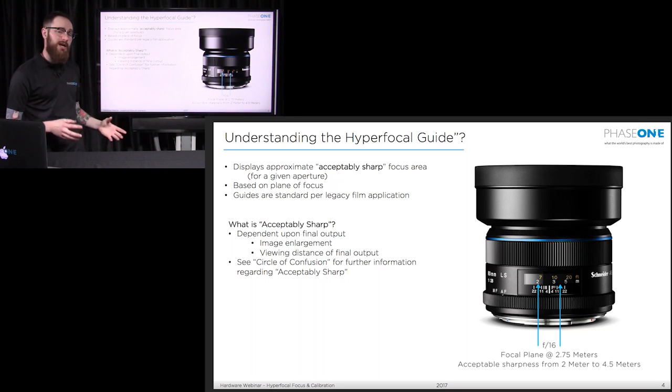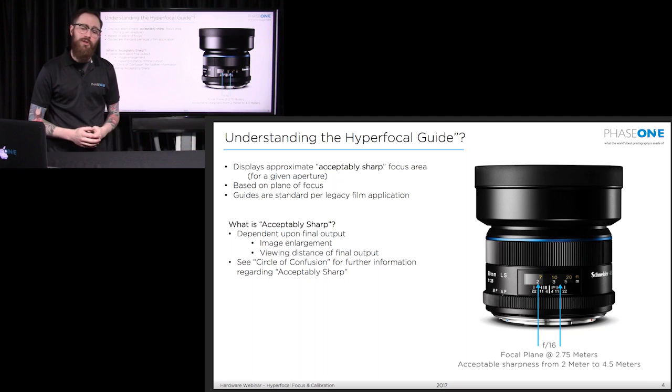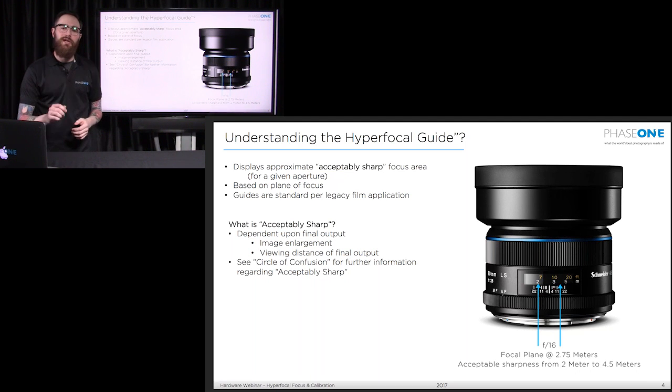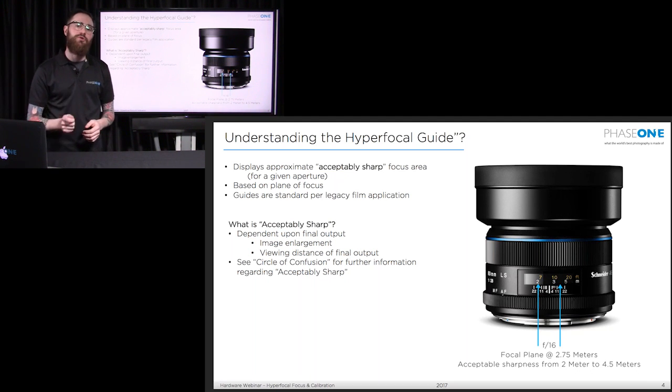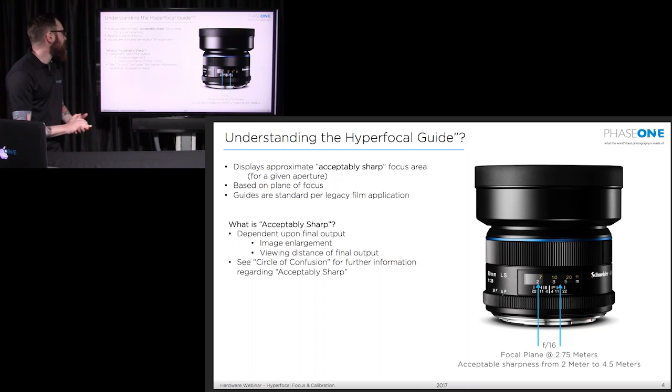It is a very good guide to give you an idea of what you're working with, but the hyperfocal calibration in the XF is designed to give you absolute precision in terms of finding a hyperfocal focusing point. So again, they're legacy from the film days, so you have to give them a bit of forgiveness. Now, I said it's a guide to demonstrate to you what is acceptably sharp.